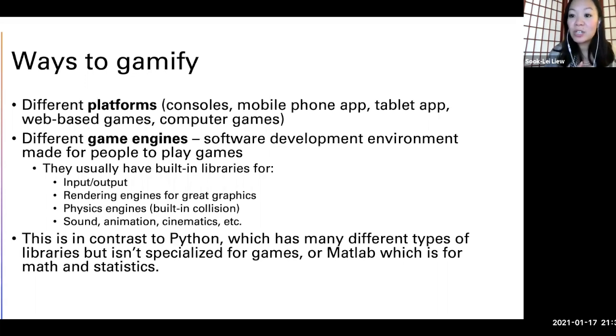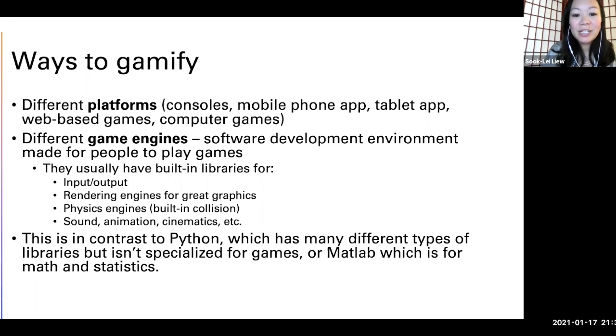And then based on what you're trying to create, you also want to consider different, what we call game engines. So these are essentially software development environments that are made just for people to make games to play. The difference between a game engine and any other software programming language is that these game engines usually have built-in libraries for things that are dedicated for making sure there's input coming in from the user. So it could be keyboard input, it could be sensor input, but also output, and that the input drives the output usually. So if you're pressing the up button, then the car on the screen is going to move forward.